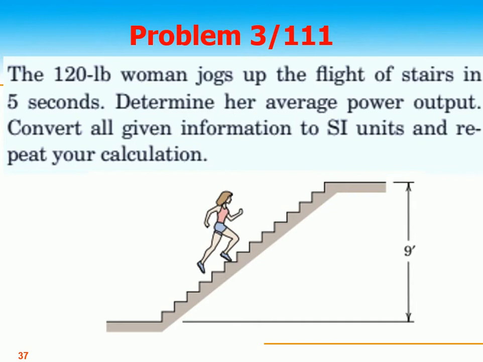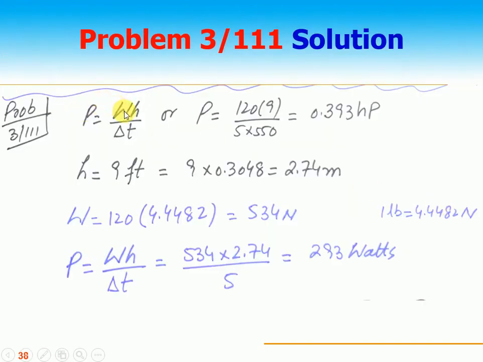Convert all given information to SI units and repeat your calculations. So 9 feet height, and the woman is moving to the height of 9 feet. Of course, it is basically the force times velocity. It is converting into 5 seconds. I can find out the power. So power is equal to WH, work done per unit time. So power is equal to 120 pound mass, distance traveled is 9 feet, and the work is done in 5 seconds. To convert it to horsepower, I divide by 550, and of course this is 0.393 horsepower.